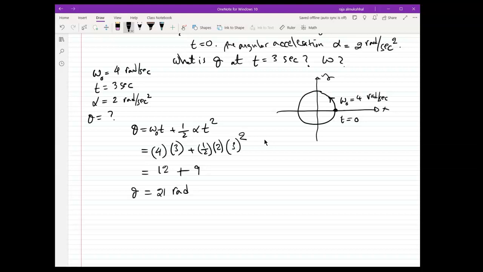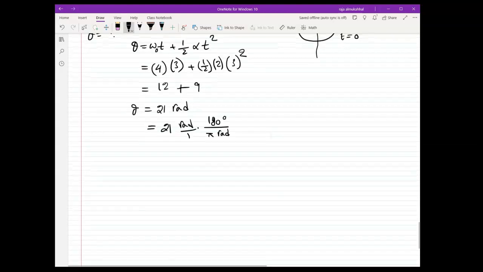Okay. Now, if you don't have a feel for radians, let's convert it into degrees. So I know that 21 radians over 1 times 180 degrees over pi radians. Is that right? That will be one way to do it. Maybe you have your own way. And then when we calculate that, let me use the calculator. I will get 1203.8 degrees.